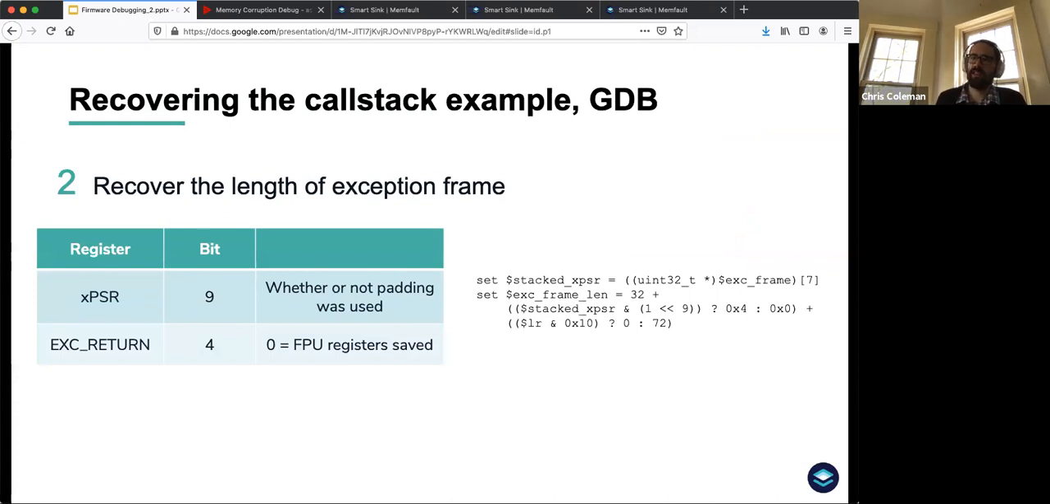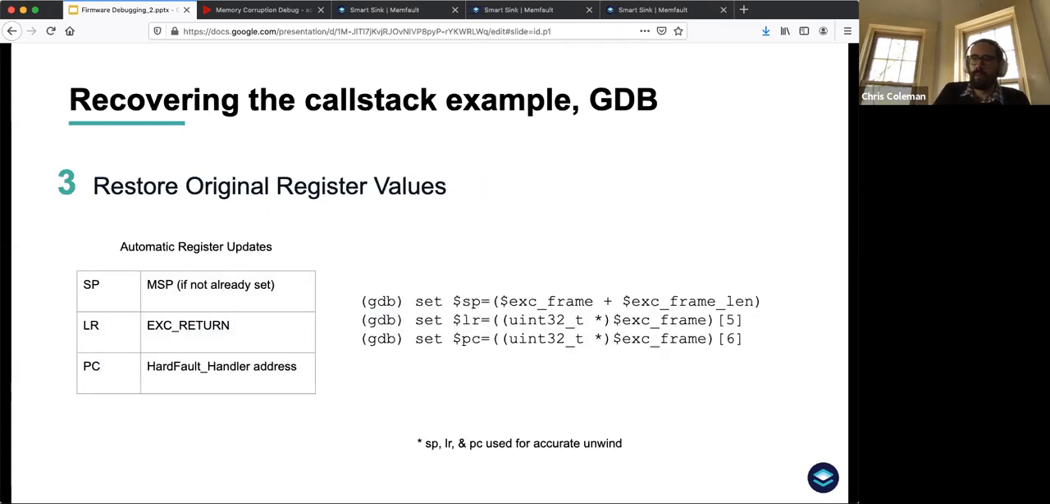We can then look at the XPSR to figure out if that padding bit is used and compute the sizes we need for the exception frame. And then finally, we can unwind the information on the platform so that we can set those registers to the state they were before the exception executed. And by doing this, GDB is going to be able to give us an accurate function unwind.